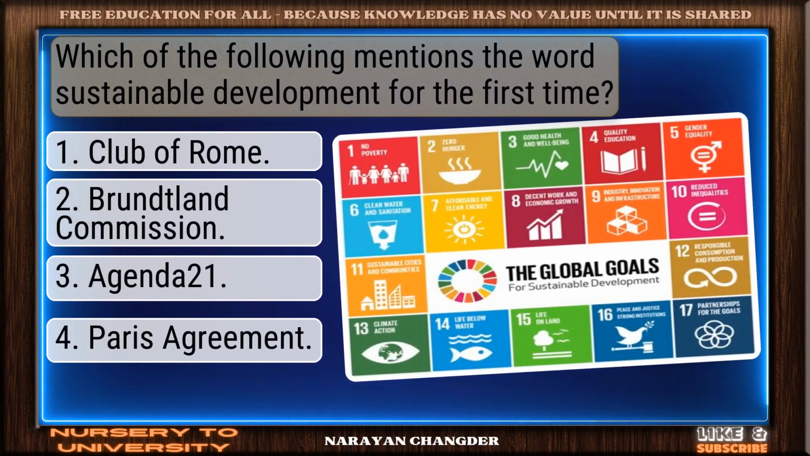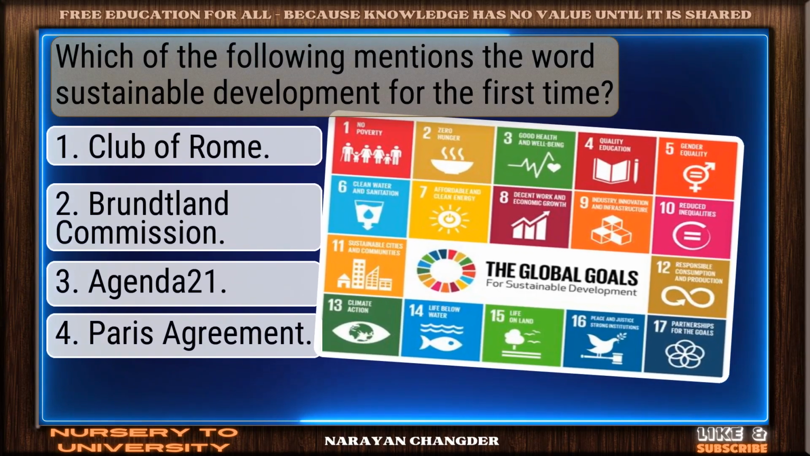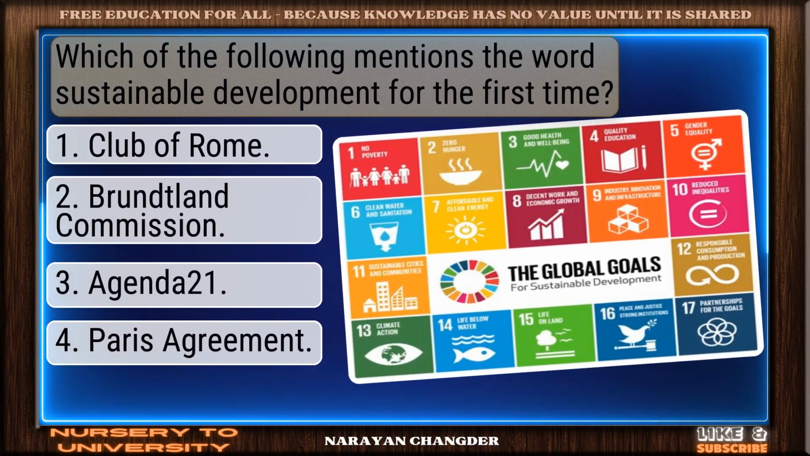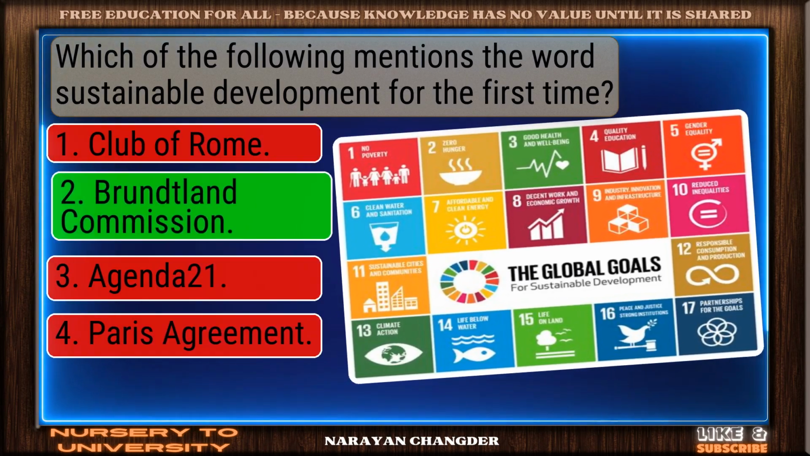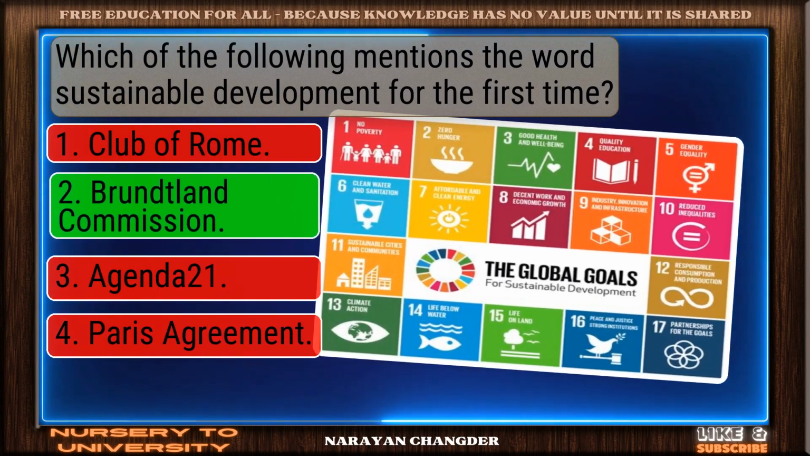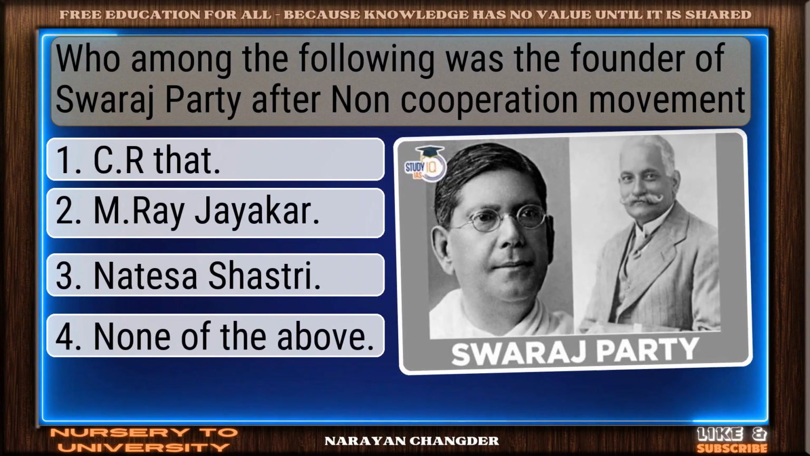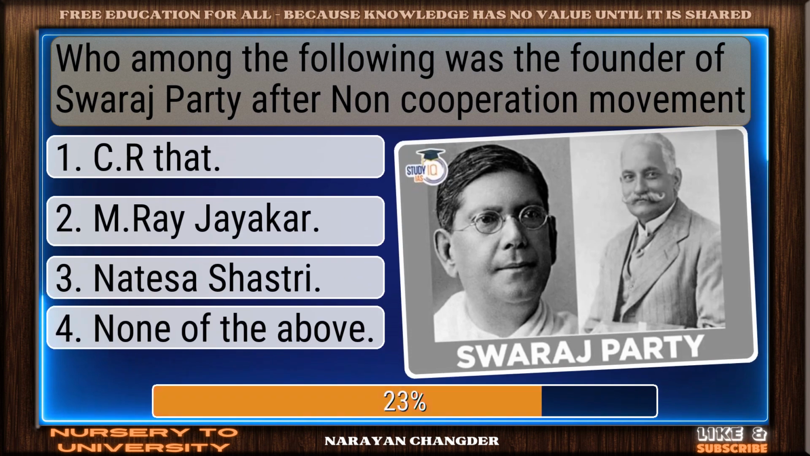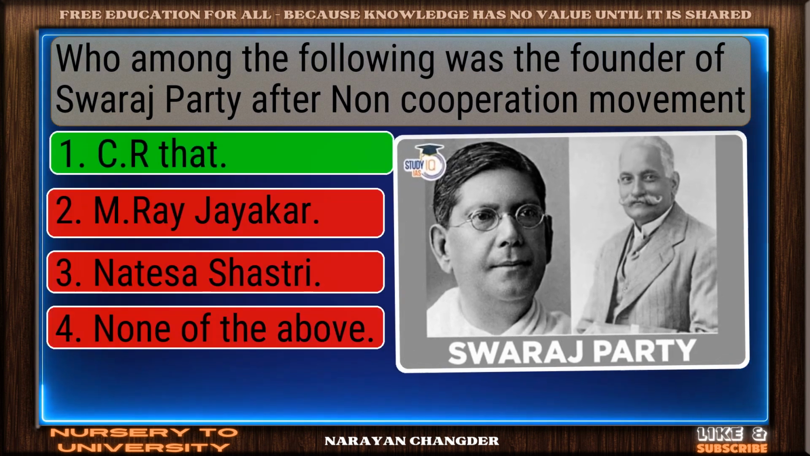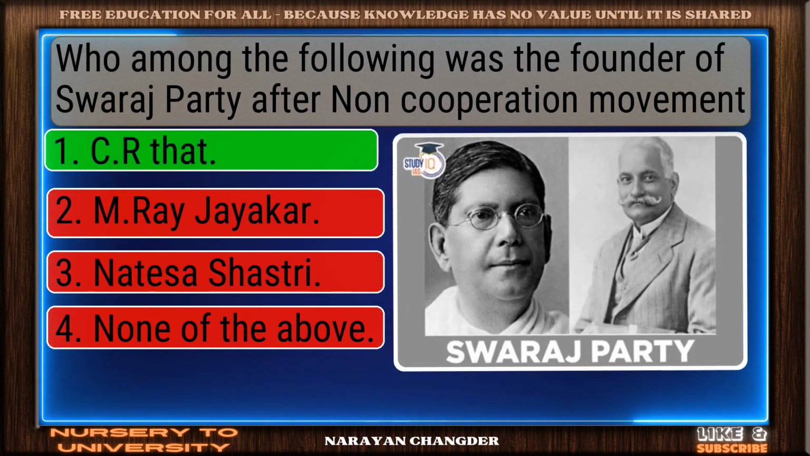Which of the following mentions the word sustainable development for the first time? Well done. Brundtland Commission is right. Who among the following was the founder of Swaraj Party after non-cooperation movement? You got it? C.R. Das, that fits.